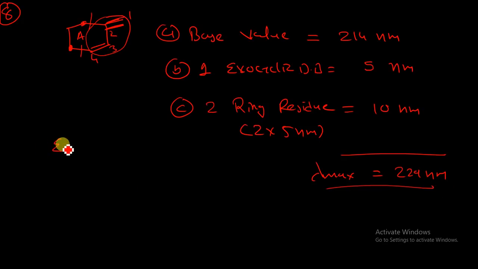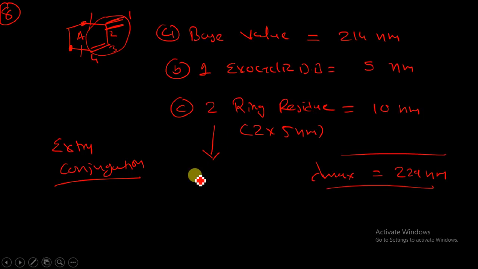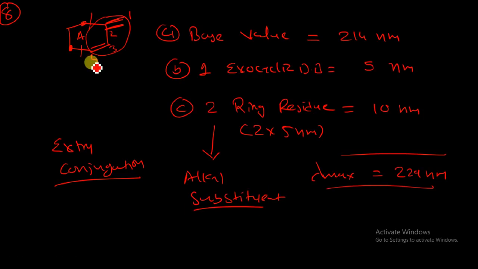Here there is no extra conjugation. Here you can also write alkyl substituent. Why am I writing alkyl substituent? Because this is a CH2 group, and this is also a CH2 group. So in the 1, 2, 3, 4 carbon atoms there are also CH2 and CH2. So if I write ring residue or alkyl substituent, both are similar. I am writing ring residue here, but if you write alkyl substituent, that is also okay.